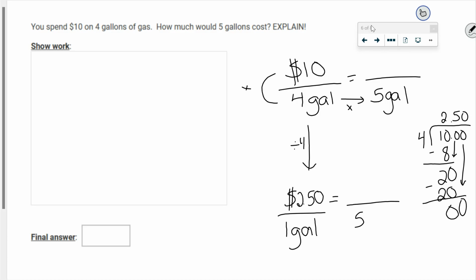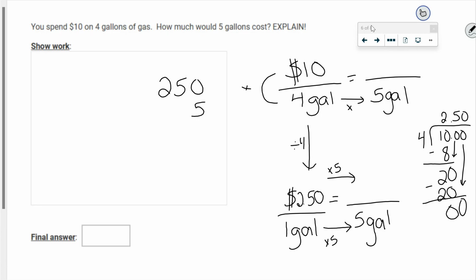But we still want the cost of 5 gallons. So now how would we go from 1 to 5? That's right, multiply by 5. If we multiply the gallons by 5, multiply the costs by 5.